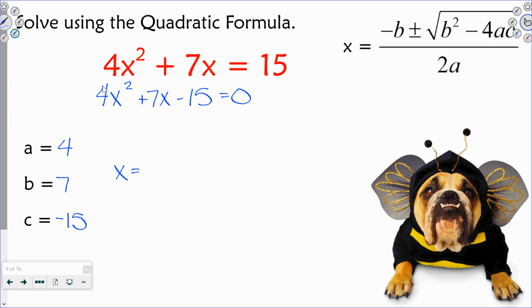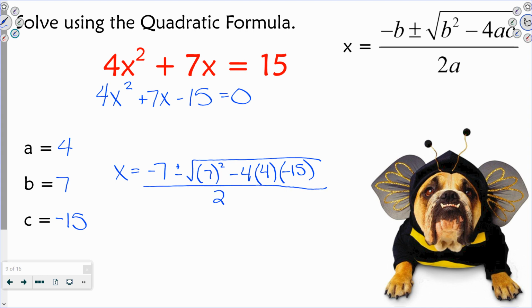So we get negative B, which is negative 7, plus or minus the square root of B squared, 7 squared, minus 4 times A, which is 4, times C, which is negative 15, all over 2 times A, which is 4.